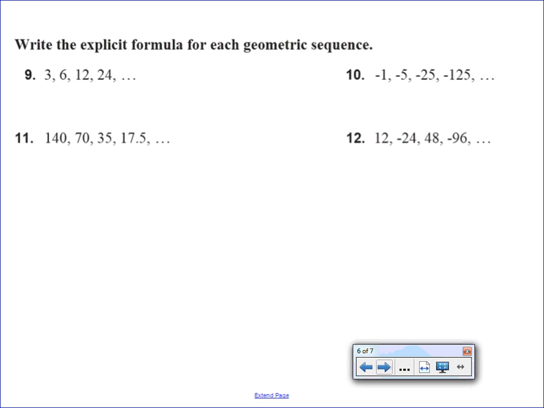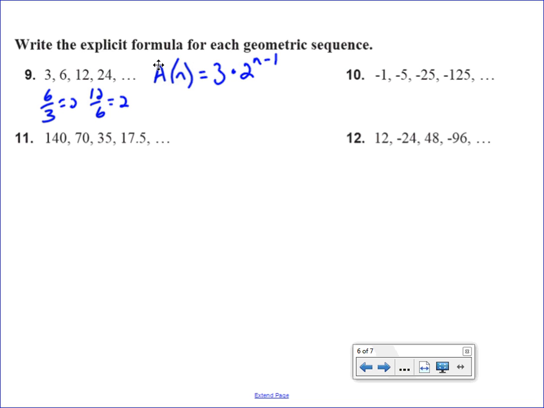Let's continue on. So if I asked you to write the explicit formula, so you may have to look back at your notes that you were taking, the explicit formula, we would say that a_n is equal to our first term, which is a 3, times our common ratio. Well, our common ratio, 6 to 3 is 2. 12 to 6 is 2. So our common ratio is 2, and then it's always going to be to the n minus 1 power. So there would be my explicit formula for this sequence.